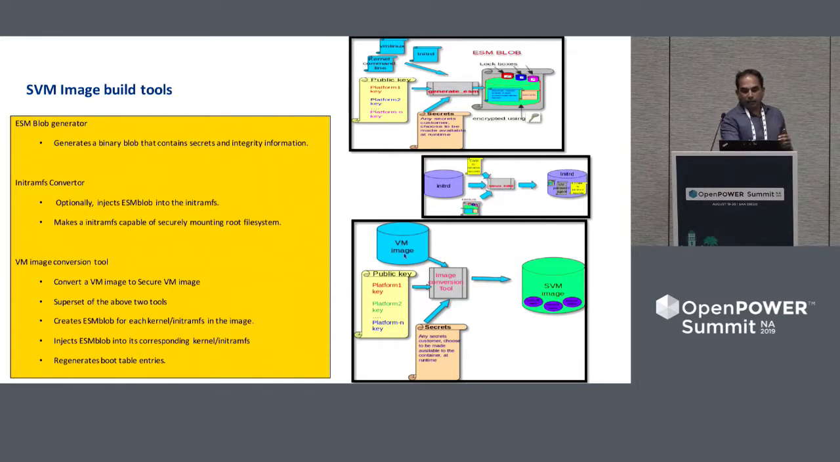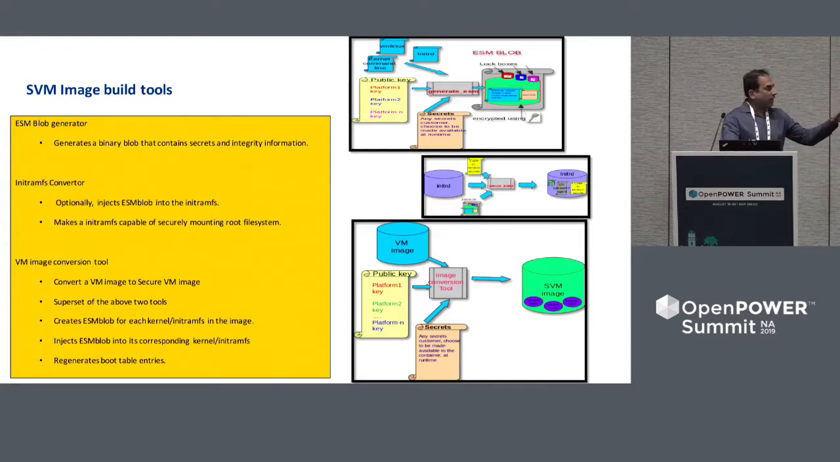So you take a VM image, and you provide it with all the platform keys, meaning on which platforms you want to run this virtual machine. You provide all those keys, it takes those keys, and you then provide it all the secrets that you want. When you provide that, it will take that and finally convert it into a secure virtual machine image. So this, along with the other changes that we talked about in the different software stack, will help us build and run a secure virtual machine image.